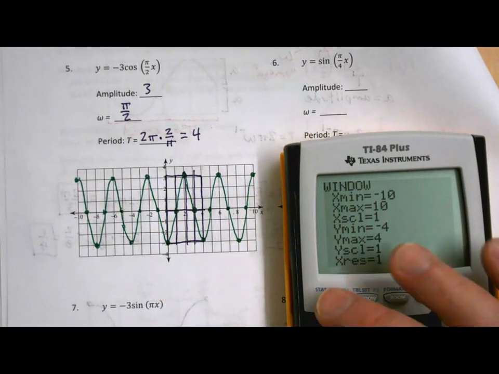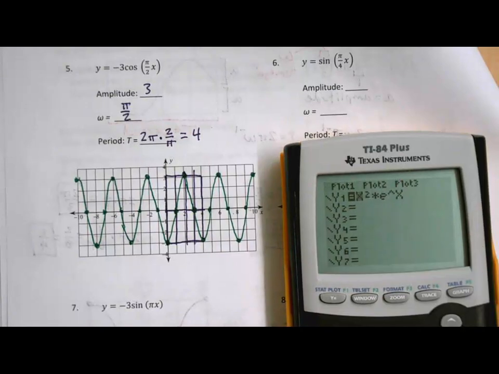And then we'll go into y equals. Clear out whatever's in there and graph this thing. So -3 cosine pi over 2 times x. And we'll hit the graph button and hope that we see something that looks very similar to what's up there.